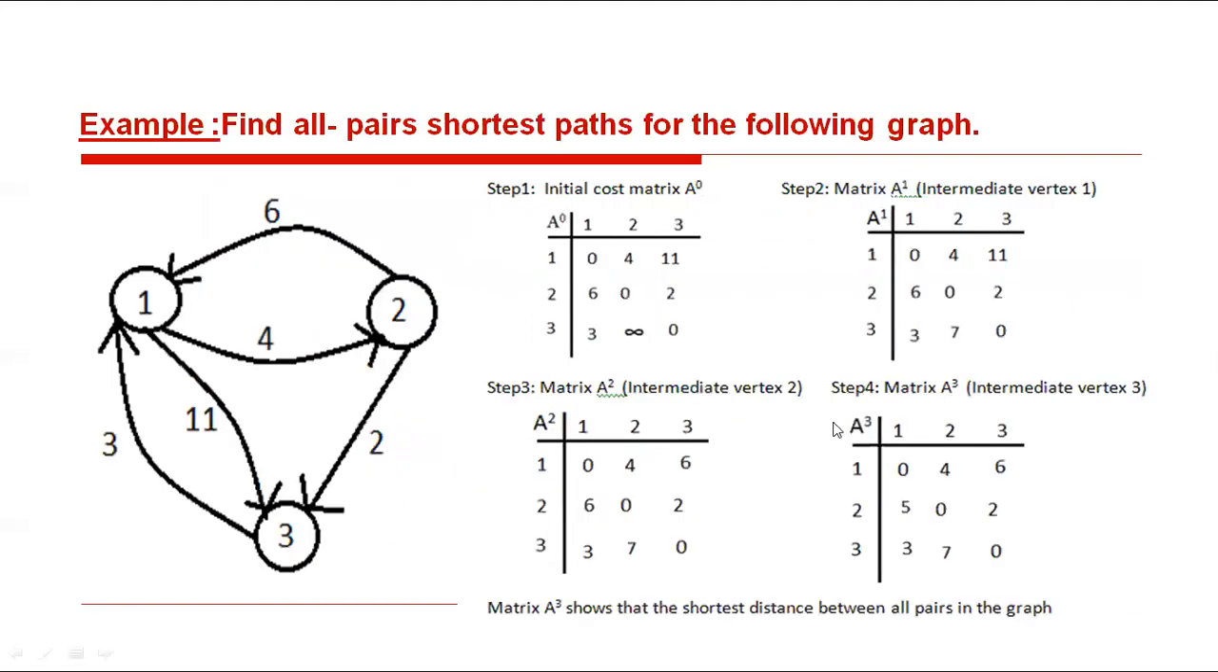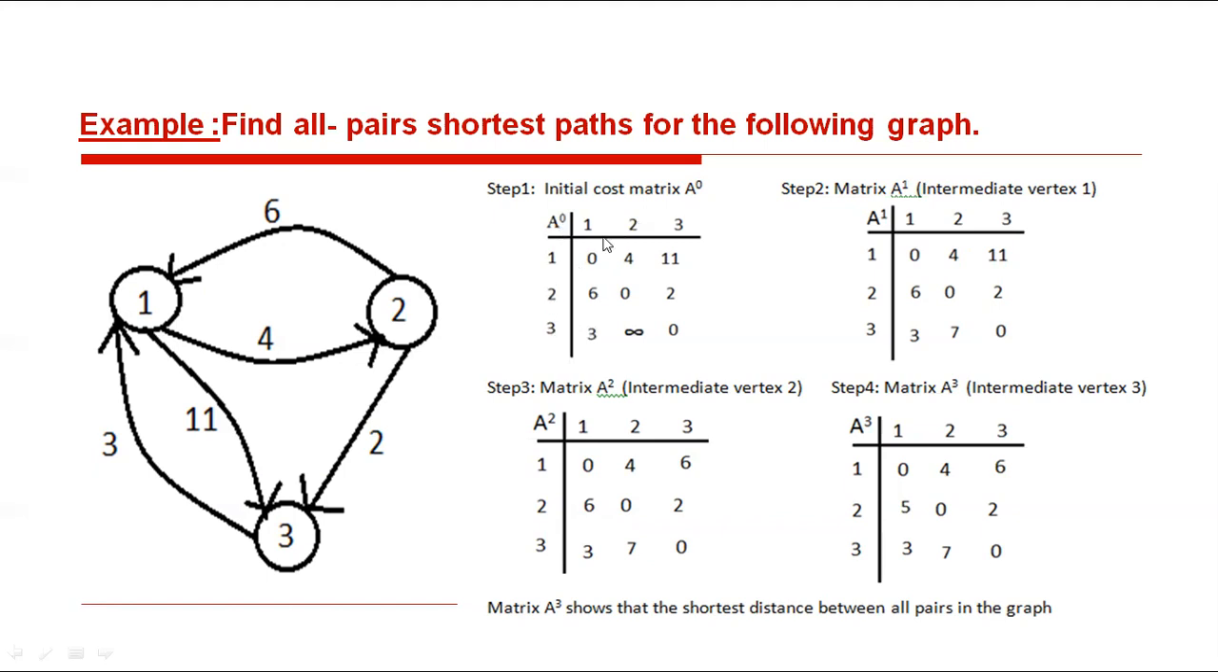In this example, we find all pairs shortest paths for the following graph, starting with the initial cost matrix A to the power of 0. This is the graph, and it has three vertices: one, two, three. Here is the initial cost matrix A naught, and then A1, A2, A3. What are A1, A2, A3? I will explain. Listen.